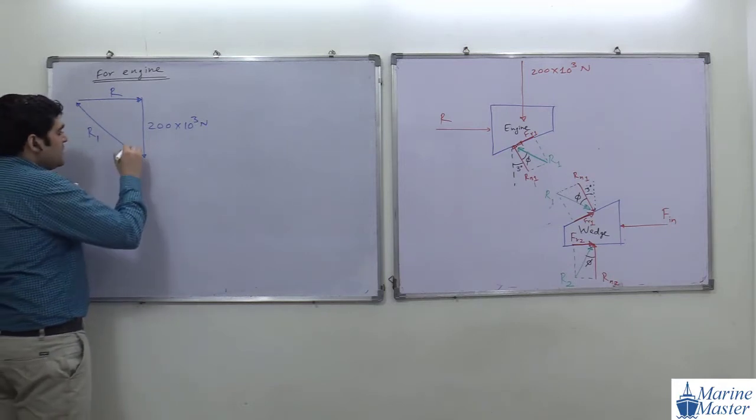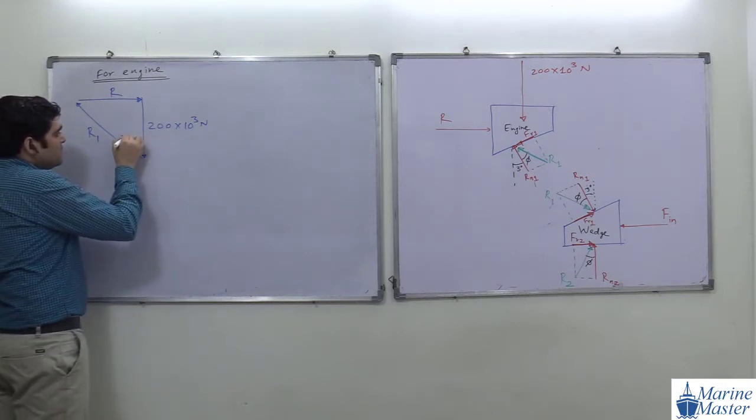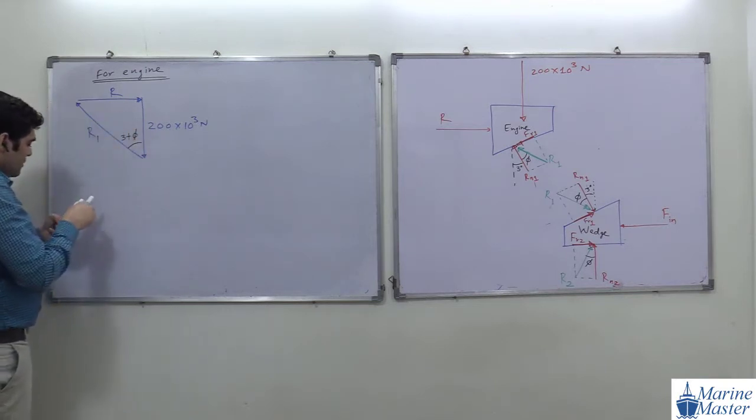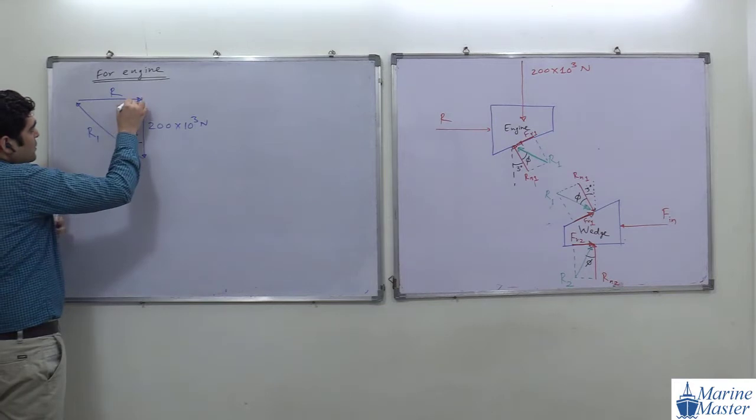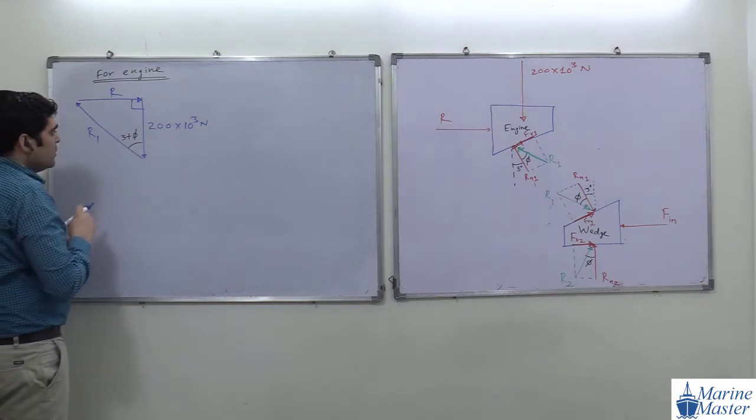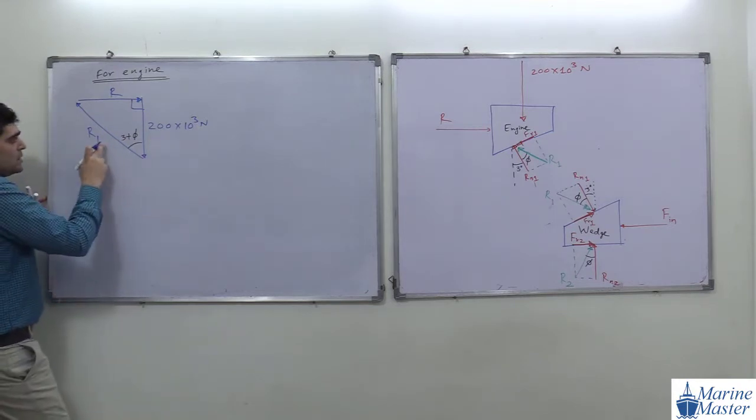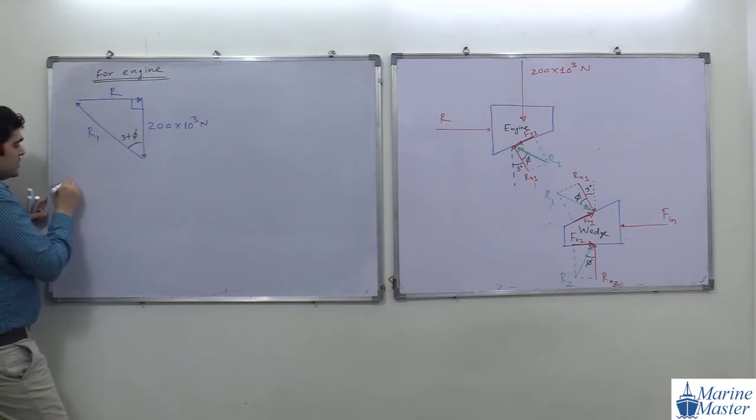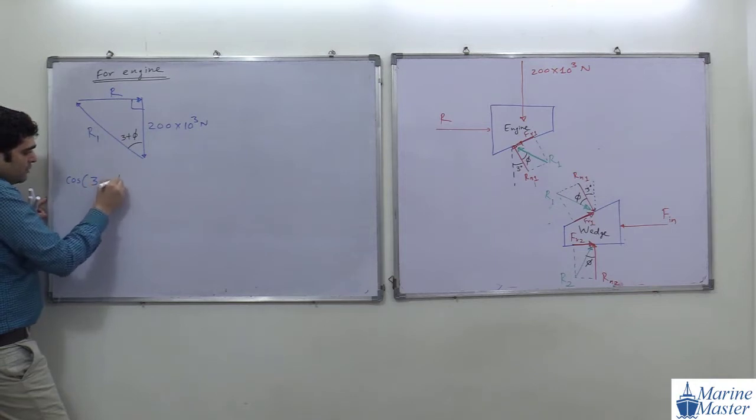Very good, 3 plus 5. This angle will be 3 plus 5. So they will form a right angle triangle. What is our target? We have to find out R1. R1 is the hypotenuse, and this is the adjacent. Adjacent over hypotenuse is cos, cos of 3 plus 5.